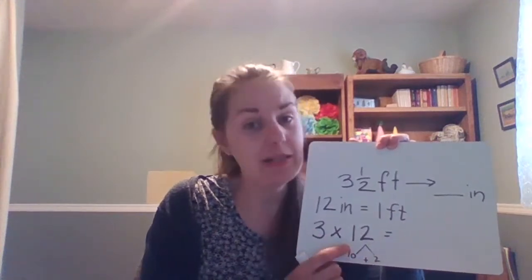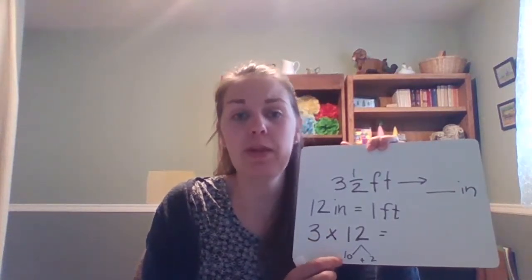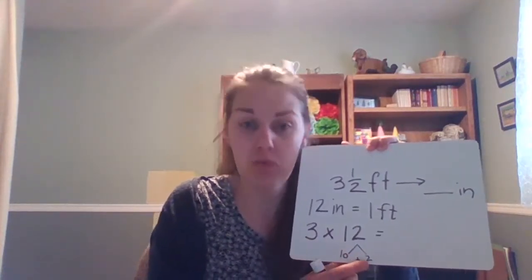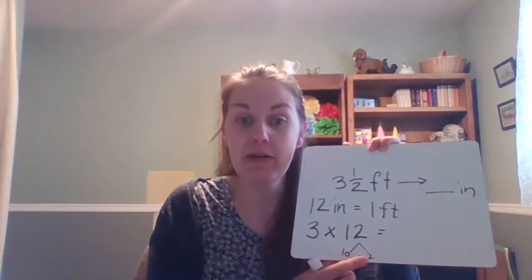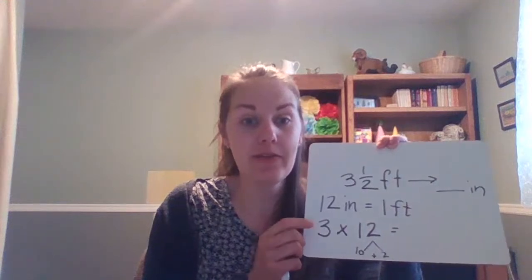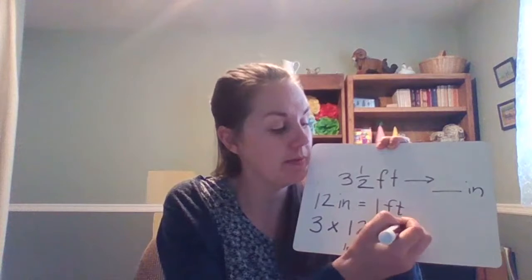So 12 is actually pretty easy because when you're multiplying any number by 12, you can just think of it as multiplying by one set of 10 and 2 ones. Or you can think of it as multiplying by 10 and 2. So in this case, I'm going to think of it in terms of 10 and 2. 3 times 10 I know is 30.